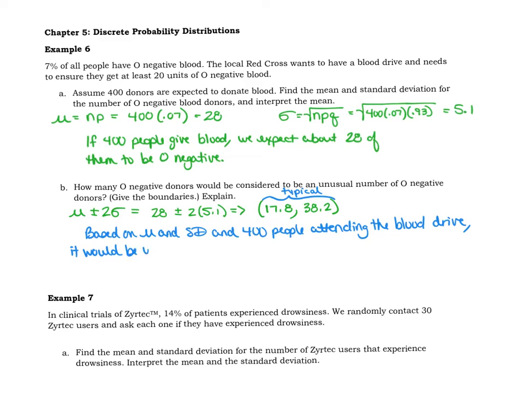All right, so based on the mean and standard deviation and 400 people attending the blood drive, it would be unusual to have, now let's talk about whole numbers of people, would it be unusual to have, you can say less than 17.8, I'm okay with that. It would be unusual to have less than 18. You can say it would be unusual to have 17 or fewer, because 17 is outside of that boundary. However you want to phrase it, I'm going to say it would be unusual to have less than 18 or more than, you can say more than 38.2, that's fine, I'm going to say more than 38 O negative donors.